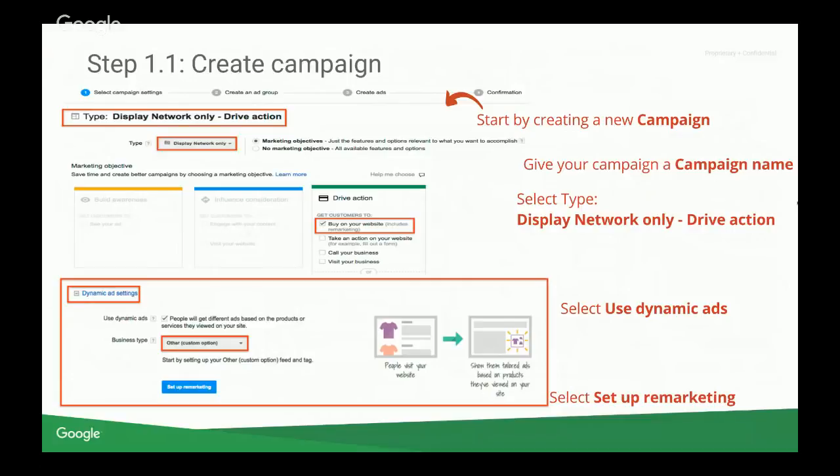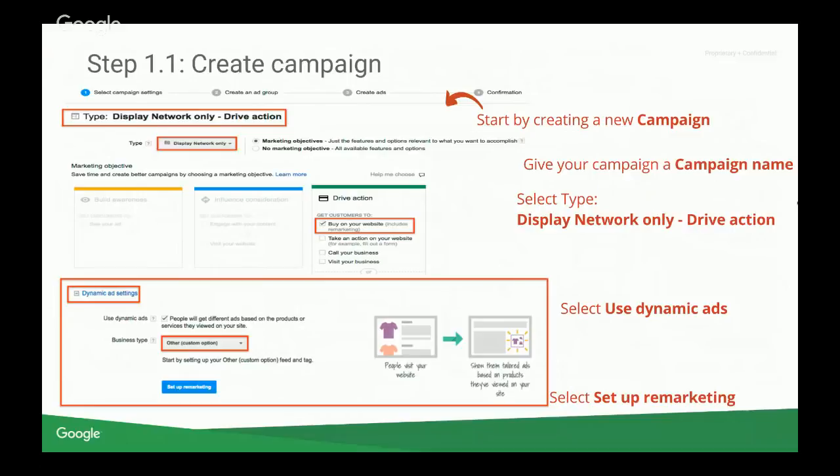Once you click on the drive action or marketing objective, you can scroll down to the bottom of the campaign creation step, and you will see additional settings that you can add onto your campaign. When you click on these additional settings, you will find a drop-down menu with a few other links, where you will see dynamic ad settings. Once you click on dynamic ad settings, you will see two options that you will have to select.